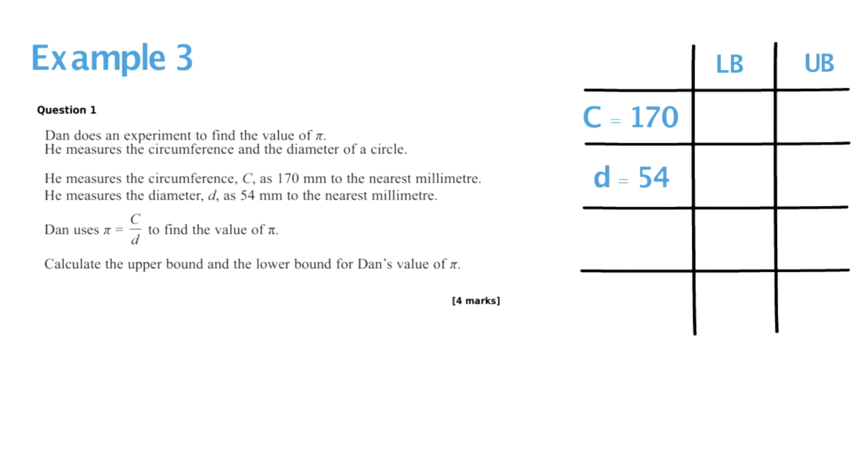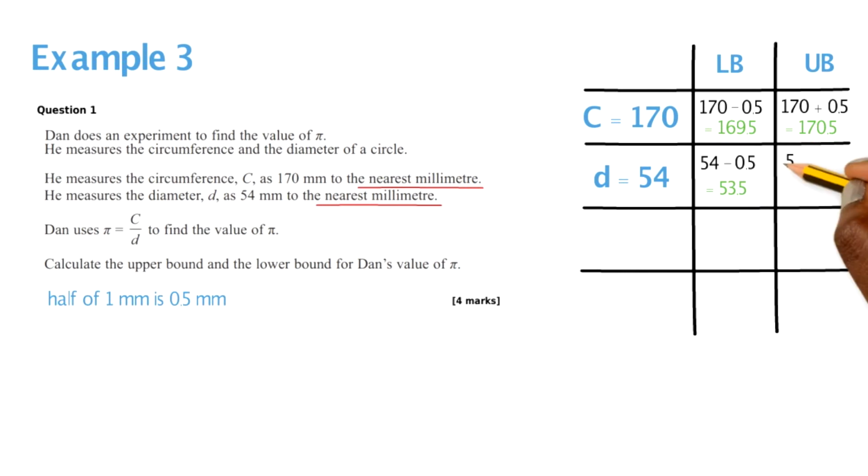Because they're rounded to the nearest milliliter, that's 1 milliliter, so half of a milliliter would be 0.5 milliliters. We're going to take away that 0.5 from the 170 to work out the lower bound of the circumference, and we're going to add that 0.5 onto the circumference value to work out the upper bound. We're going to do a similar thing for the diameter: take away the 0.5 to work out the lower bound, and add that 0.5 to work out the upper bound.